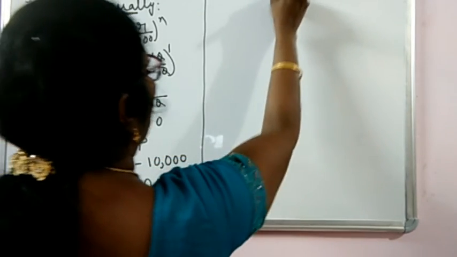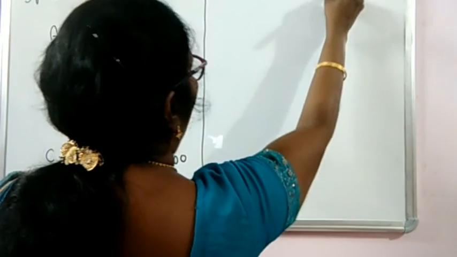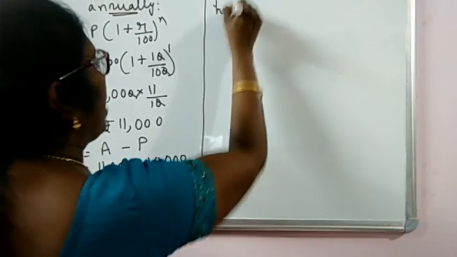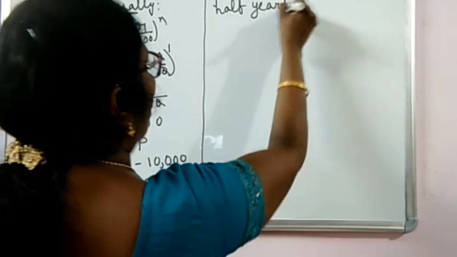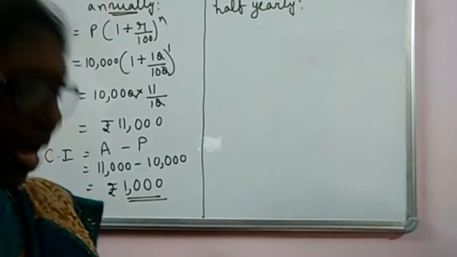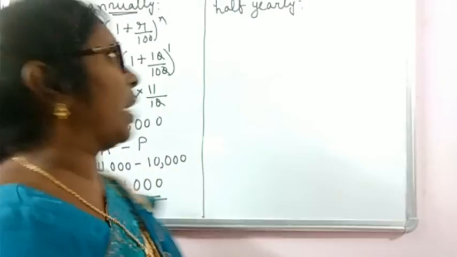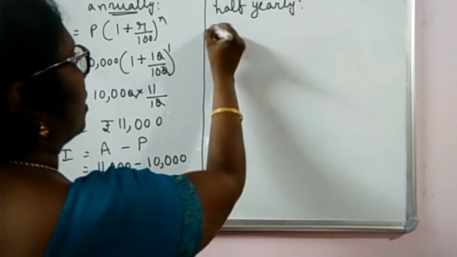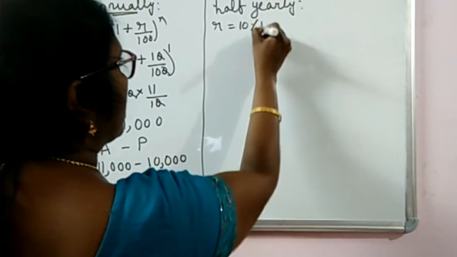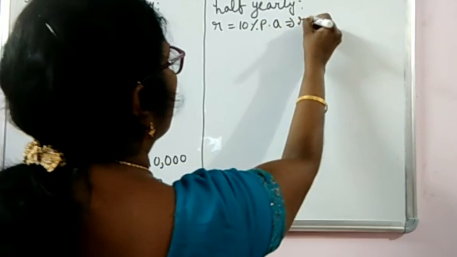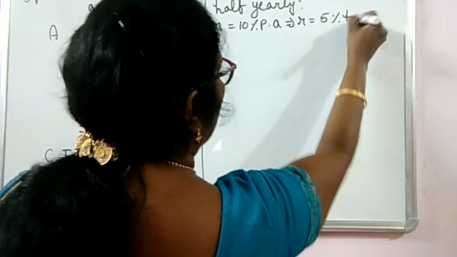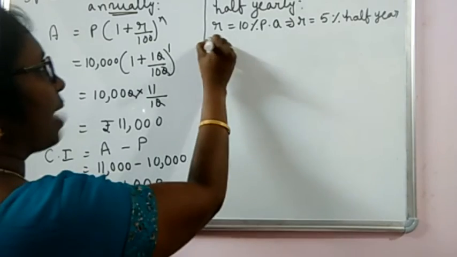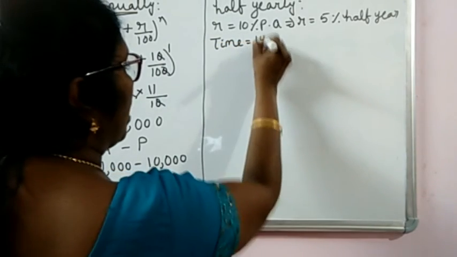If interest is compounded half yearly, how to find the amount and compound interest? Let me explain you. Only I said, if the interest is compounded half yearly, rate also should be per half year. R is 10% per annum. That implies R equal to 5% per half year. Okay? Time is 1 year.